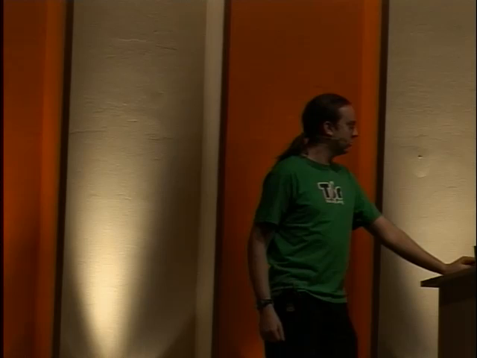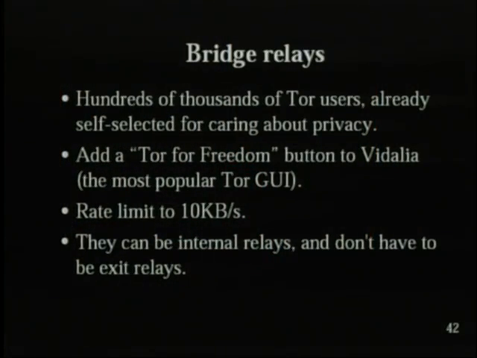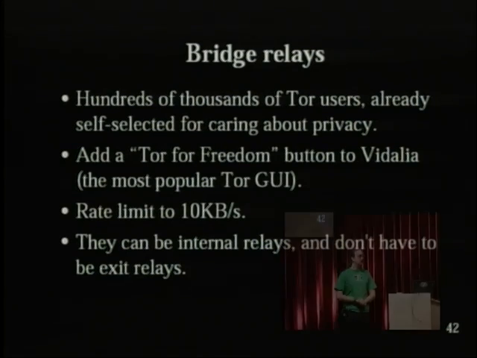Okay, so what do we need to add to Tor so that we can actually have these sort of systems? One easy answer is we got a lot of users. We've got hundreds of thousands of people out there who are using Tor. What if we give them a little button in the GUI that says Tor for Freedom? And the user clicks the button, and now they turn into a little relay. They relay 10 kilobytes a second. That's nothing for people on broadband or universities, but it's a whole lot for a guy in Namibia who doesn't have a good network connection otherwise.